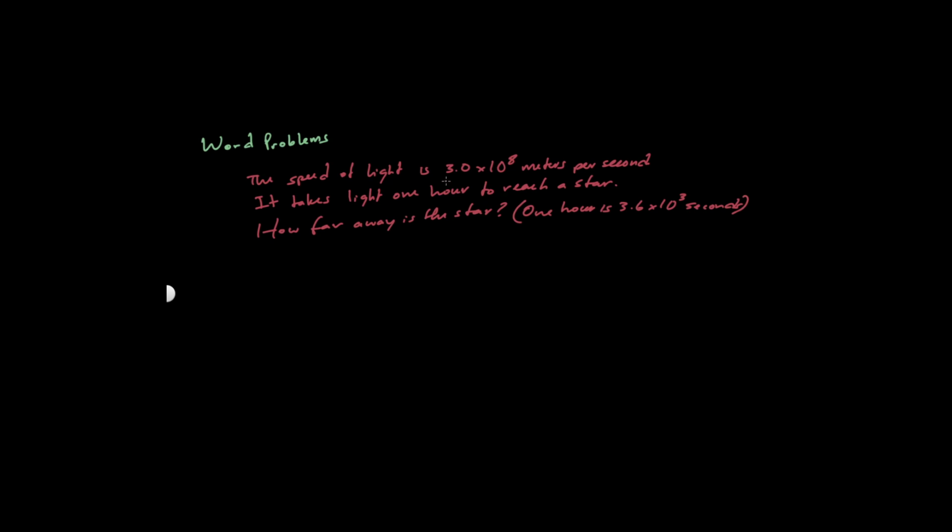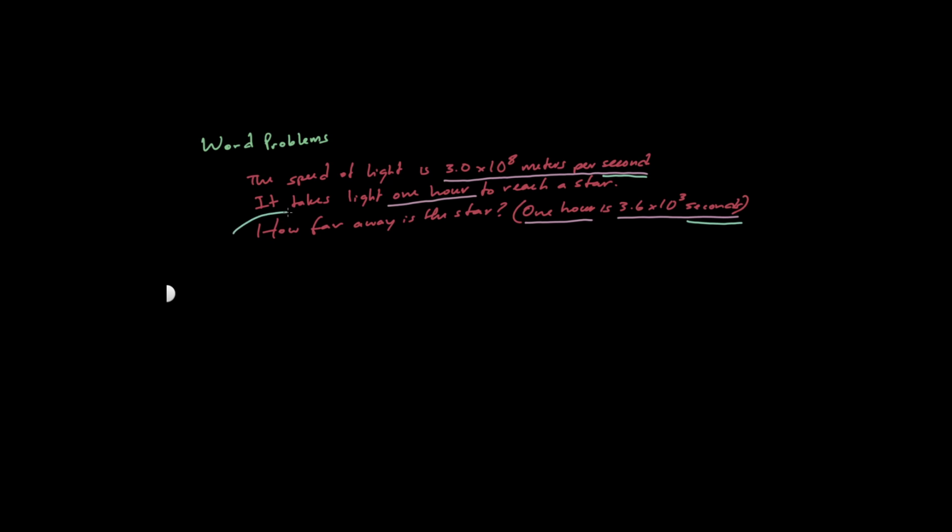The first thing is the speed, 3.0 times 10 to the 8 meters per second. Second is how long it's going to be going that fast, which says it's going to be 1 hour. And then it also tells you how long 1 hour is in seconds. That one's important just because seconds is on there twice, there and up here. Okay, so that's probably all the information you need.